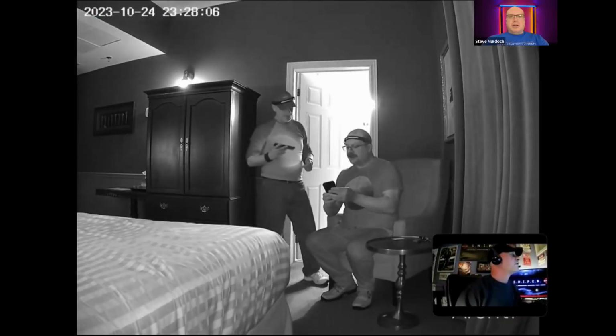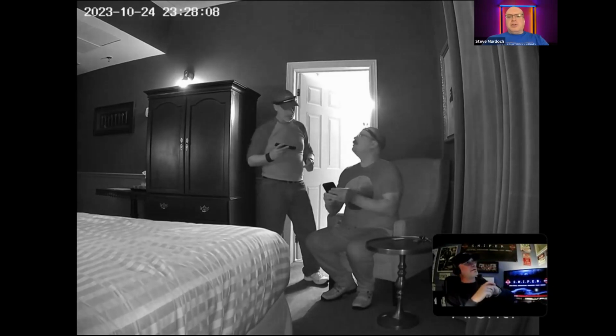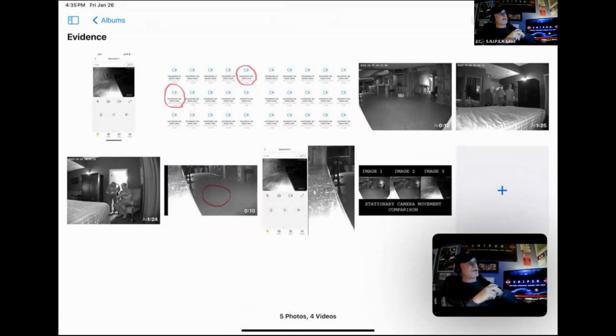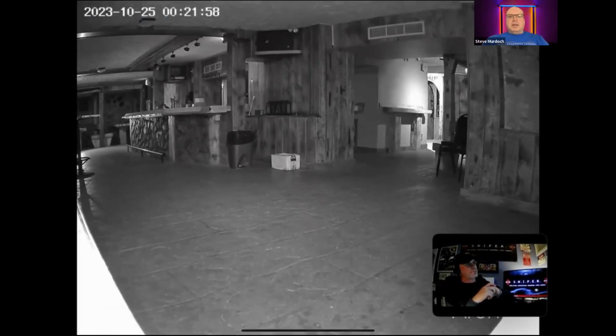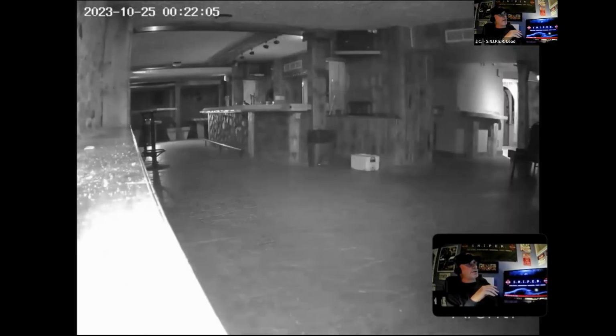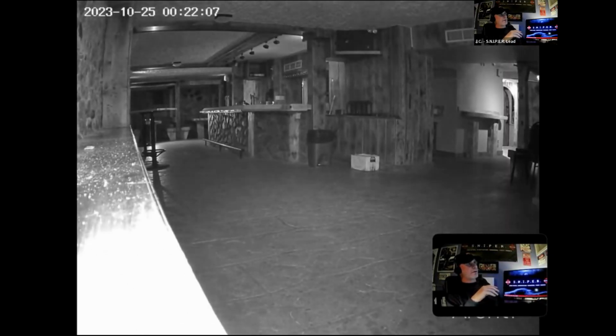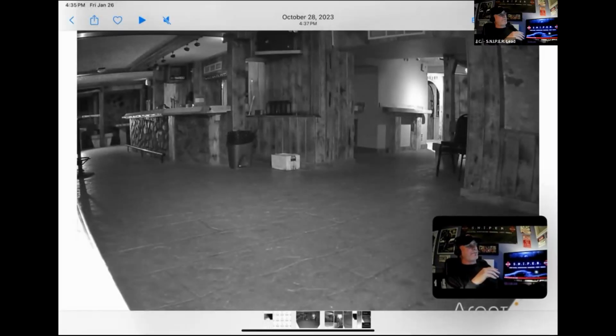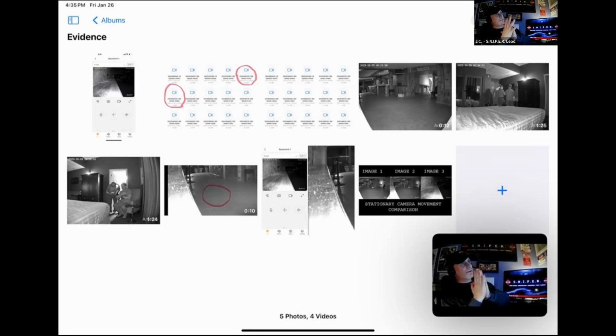That was 23:28, so 11:30 basically at night. That's when we turned off the motion tracking. And then our video clip here of the camera moving again is at 22 minutes after 12. So almost an hour after we turned it off. There's no reason this camera should have moved. No, it should not be moving.